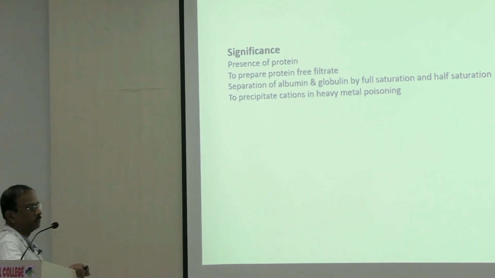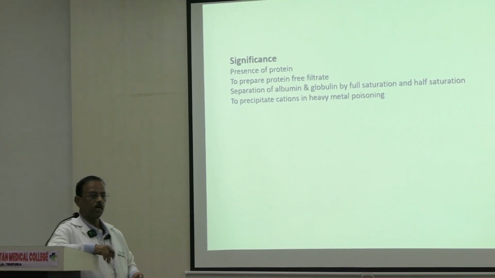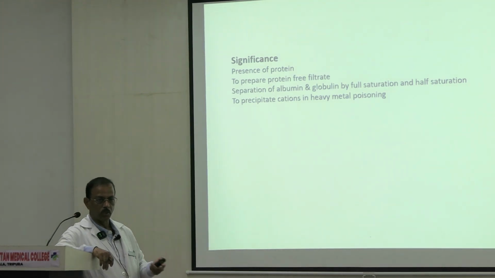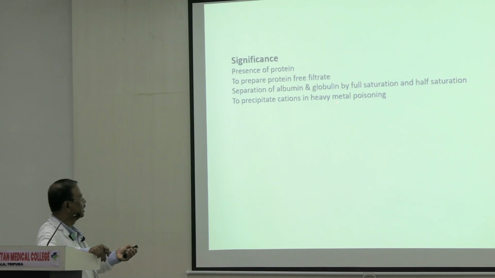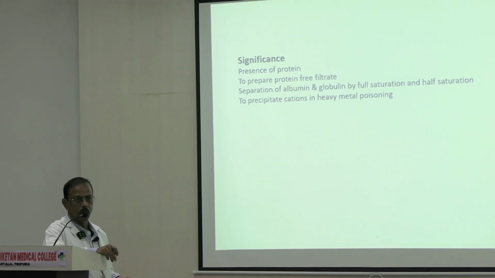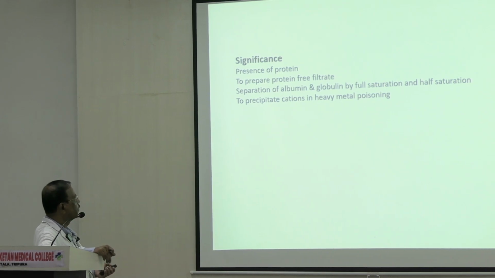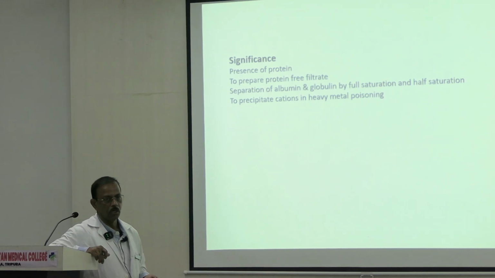To prepare protein-free filtrate, as I told, we add phosphotungstic acid to the serum and precipitate the protein and remove the protein part. So the protein-free filtrate we take for estimation of creatinine.